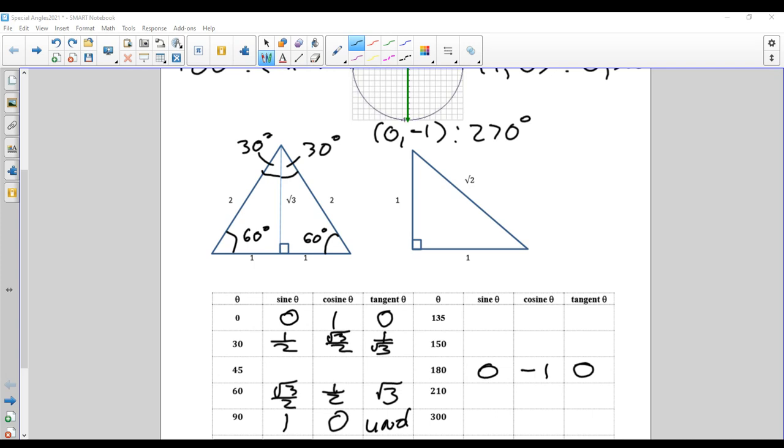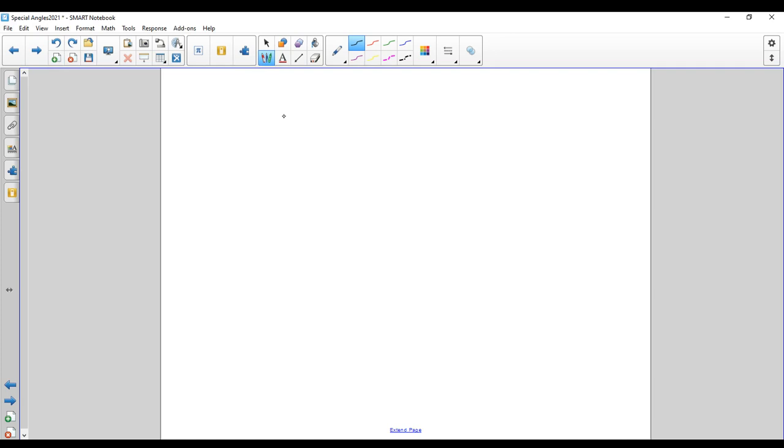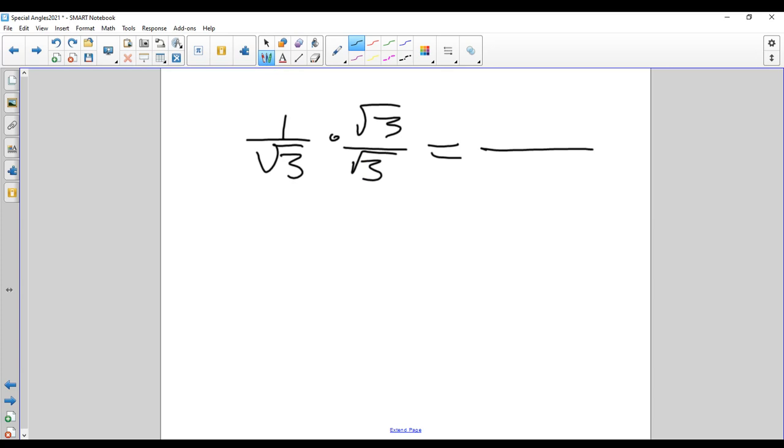So let's just do a quick thing here. I go to a brand new page. If I have 1 over root 3 and I rationalize it, multiply by root 3 over root 3, then root 3 times root 3 gives me what again? Root 3 times root 3 is 3. The top is just simply root 3. So root 3 over 3 is the same thing as 1 over root 3 in rationalized form.